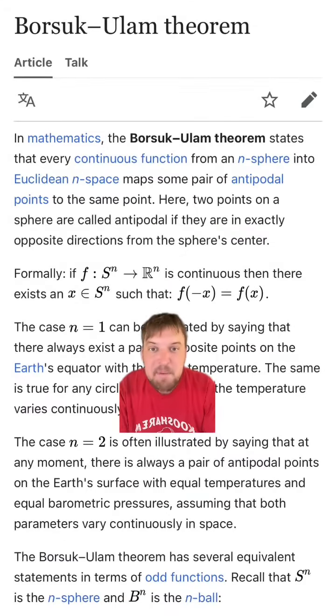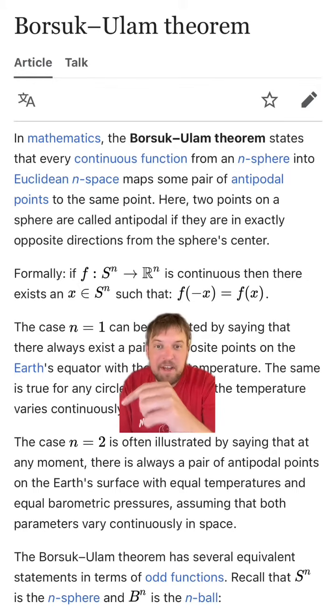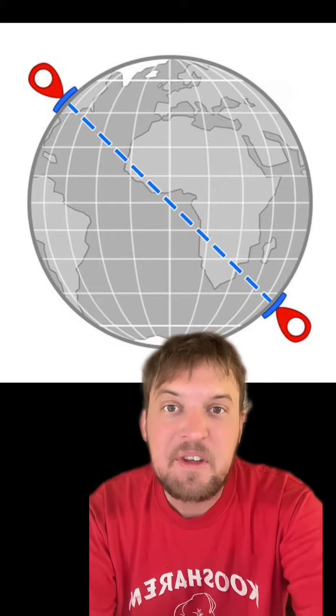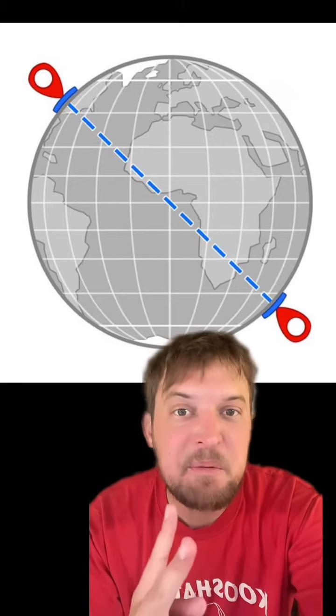Then if you add another dimension in the theorem, like going from n1 to n2, you can show that there's at least one pair of antipodal points on the surface of the Earth that share not only temperature but also barometric pressure.